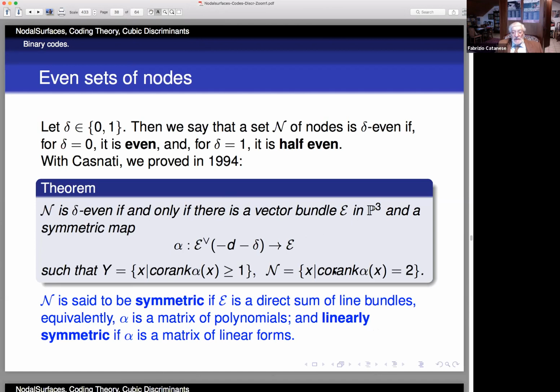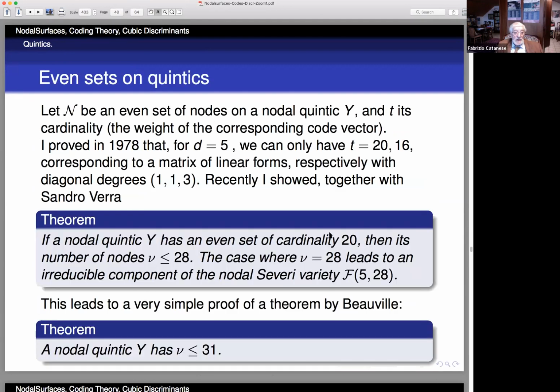Unfortunately, this very nice theorem, which was inspired by some result of Walter, is a little bit theoretical, because constructing these vector bundles is rather difficult. So let's go to quintics. If we have an even set of nodes on a quintic, its cardinality, as I showed in 78, can only be 20 or 16. For 20, it corresponds to a 5 by 5 matrix of linear forms. And for 16, you get a 3 by 3 matrix with diagonal entries of degrees 1, 1, 3.